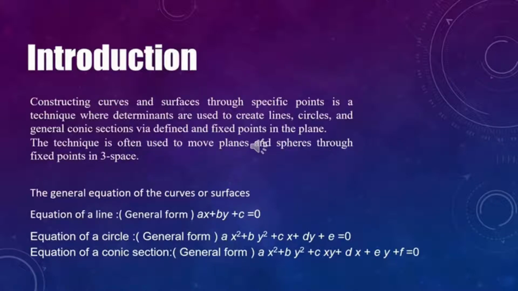First, the equation of the line in general form: ax plus by plus c equals 0. Then the equation of the circle in general form: ax squared plus by squared plus cx plus dy plus e equals 0. And lastly, the equation of the conic section in general form: ax squared plus by squared plus cxy plus dx plus ey plus f equals 0.